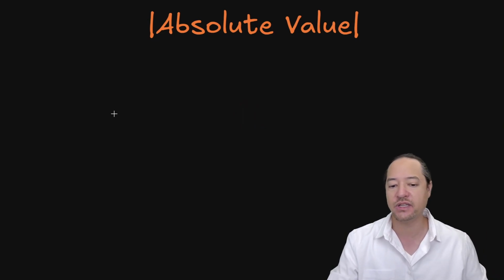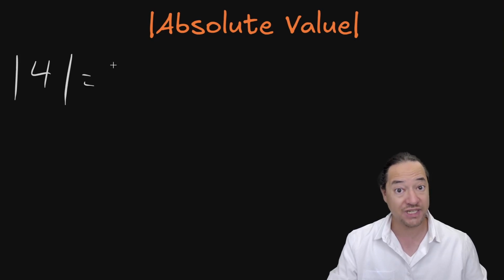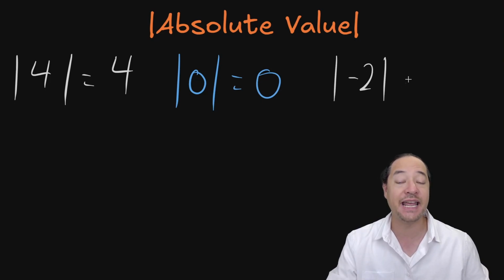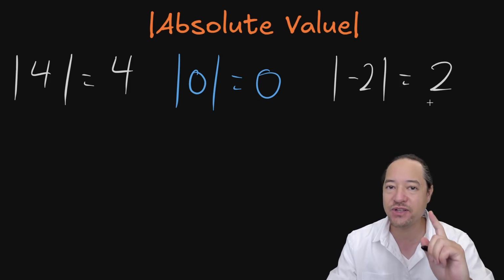What does that do? Well, let's look at a couple of examples. If I take the absolute value of the number 4, what does that do? Well, it gives me the number 4. Okay, that's not too bad. What if I take the absolute value of the number 0? What do I get? I get 0. Okay, let me try one more. I take the absolute value of the number -2. This gives me 2. Okay, so that's where the difference is.